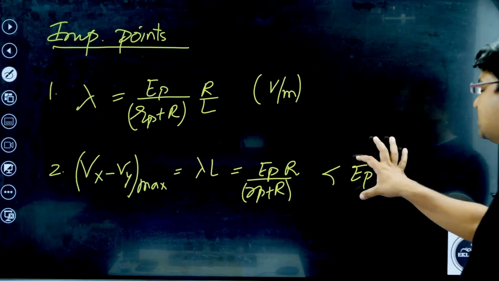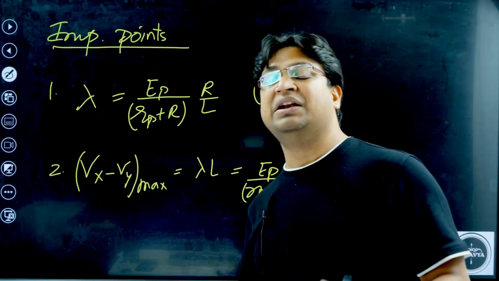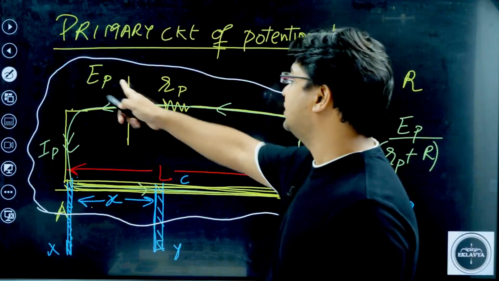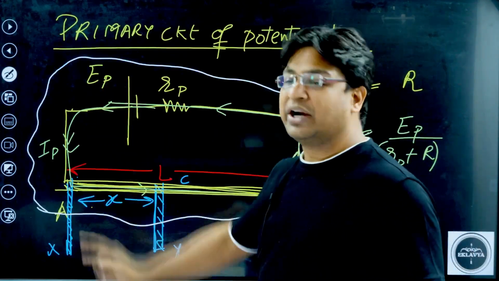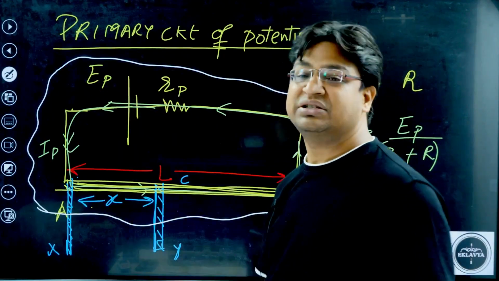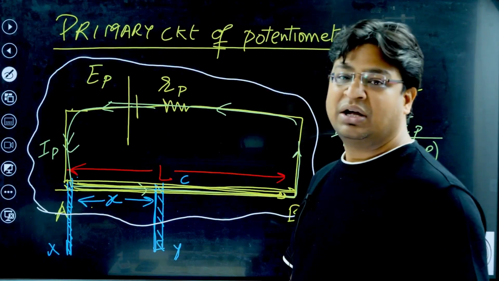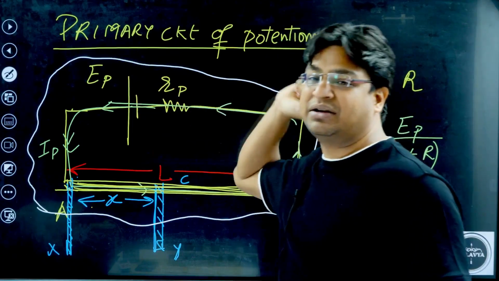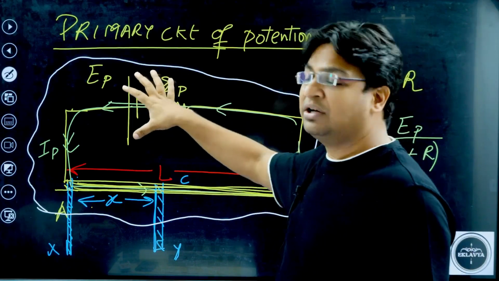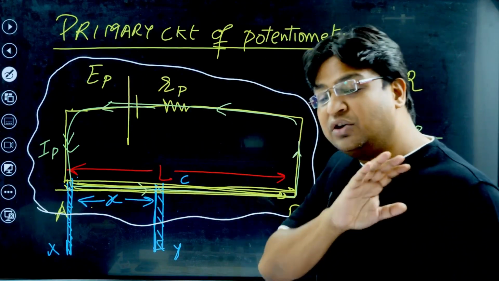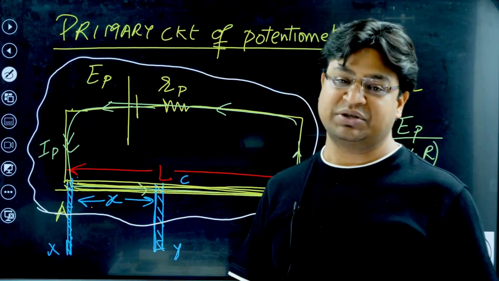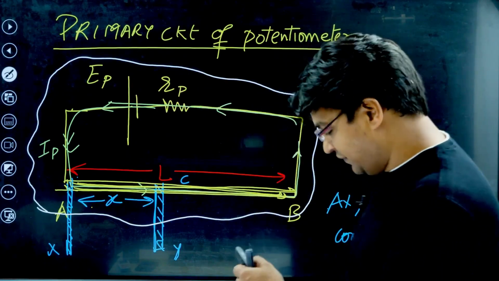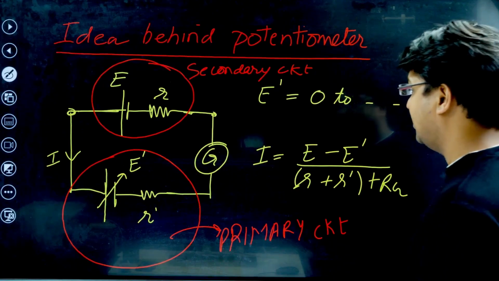Okay, so EP serves as a rough limit of the EMF that you can measure. Whatever EMF you have used in creating the primary circuit, you definitely can't measure up to that EMF either. But it can serve as a rough estimate of the limit. For example, if I'm using a 2-volt battery in creating a primary circuit, then in no way will I be able to measure 2 volts from this potentiometer, unless I have an ideal battery. Because if we have an ideal battery, then things change.